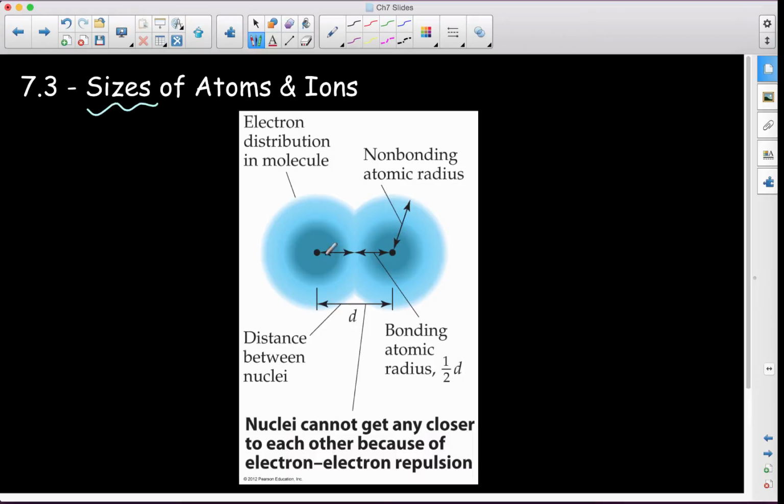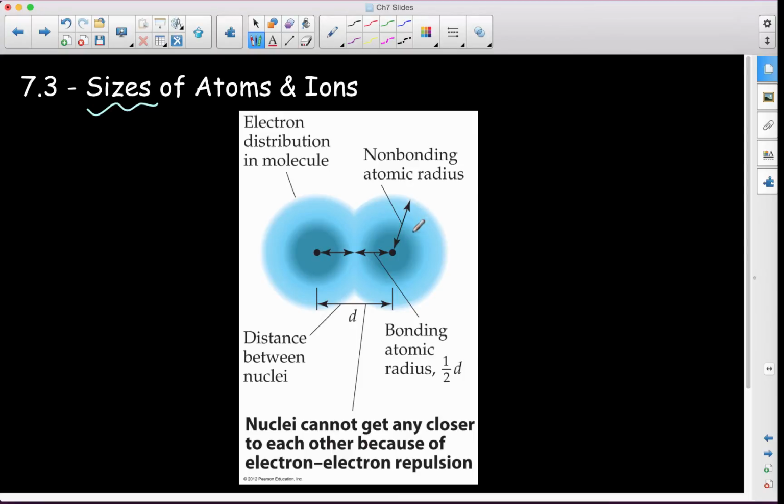When we have, let's say, two atoms here, this is where the electrons are distributed, and here we have our nuclei. The distance between my nuclei, if my atoms are bonded, is known as my bonding atomic radius. Here we have our non-bonding atomic radius, where we estimate from the center to what we think is the outermost edge of where an electron could possibly be.